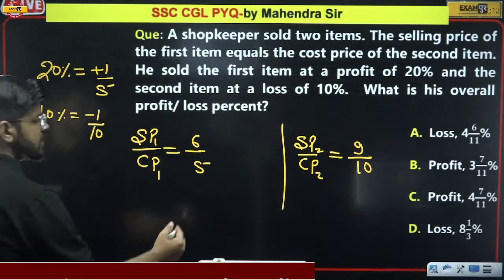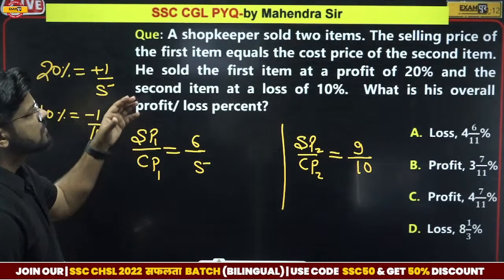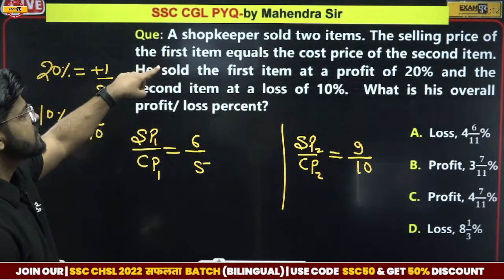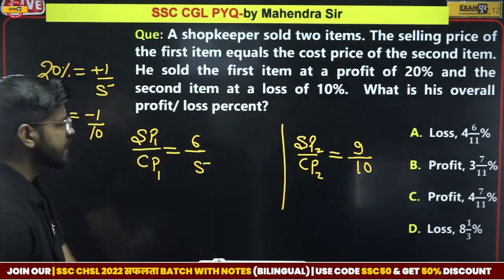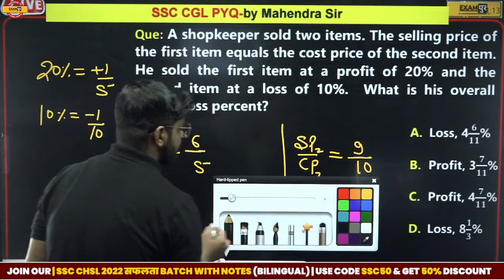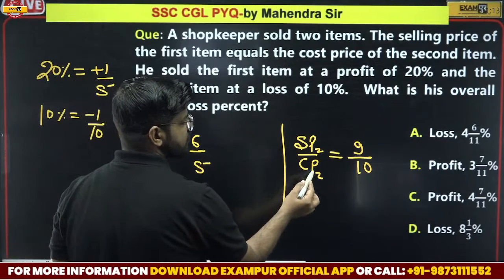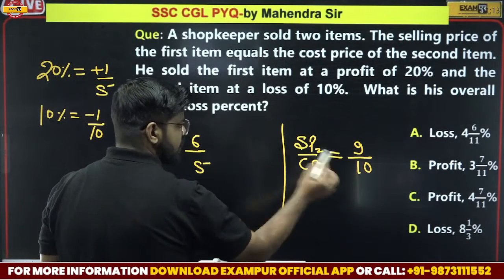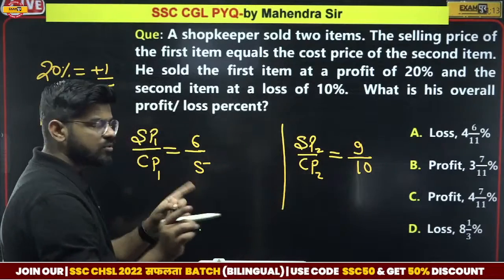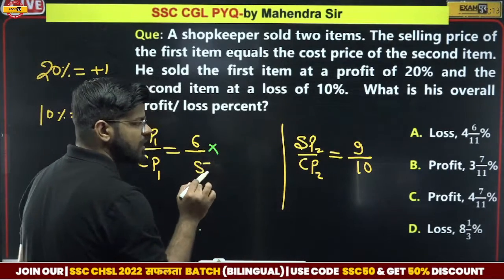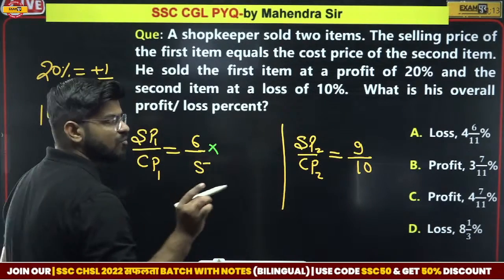Very good, Sohan. So the question is saying that the selling price of the first item is equal to the cost price of the second. What is the selling price of the first item? It is 6 and it is equal to the cost price of the second, that means 10. To make both things equal, how do we have to make them equal? We have to take the LCM of both of these.